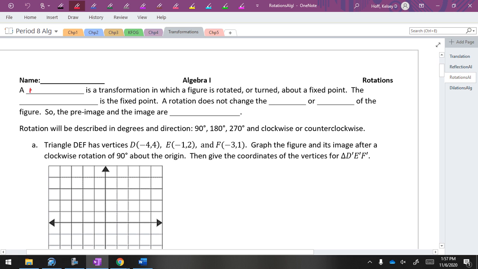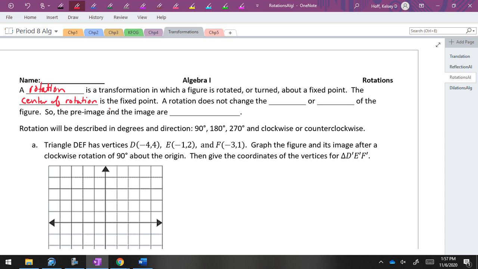A rotation is a transformation in which a figure is rotated or turned about a fixed point. The center of rotation is that fixed point. Those of you who play basketball, it's like your pivot foot. Whether it's your heel or your toes, that's your center of rotation, and you can pivot around that. As soon as you move your toes, though, now you've screwed up the rotation.